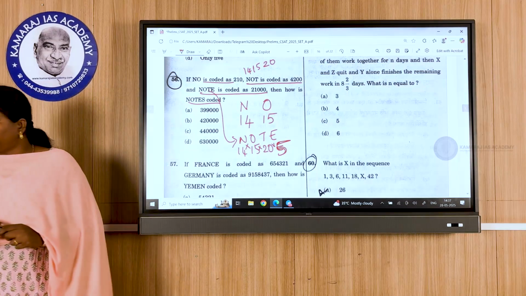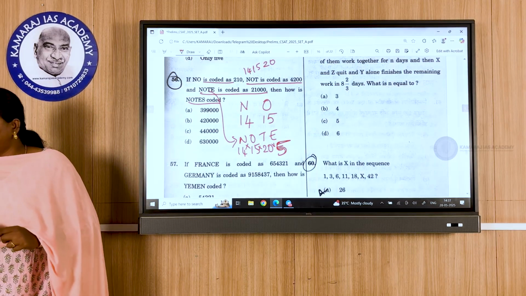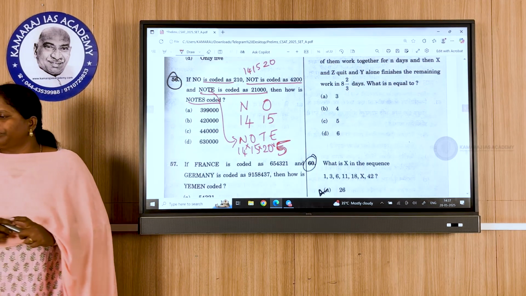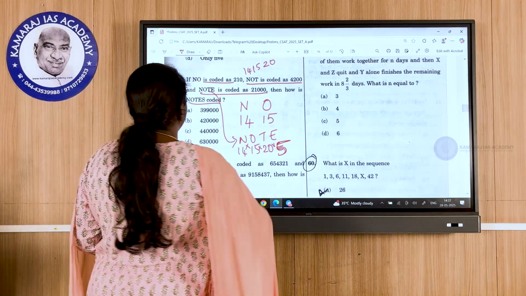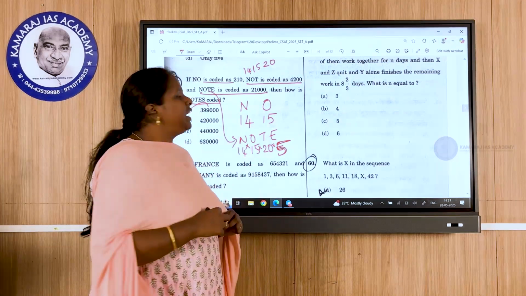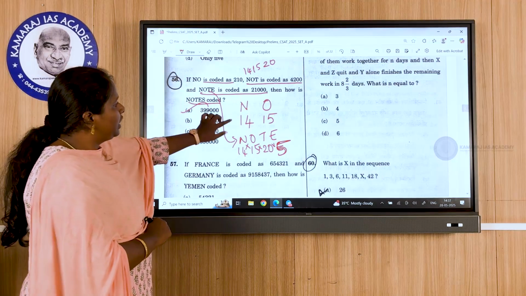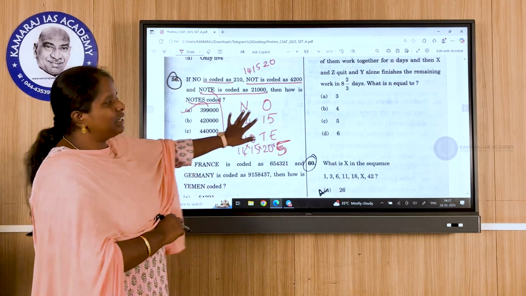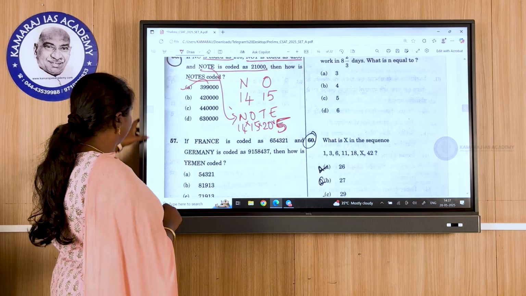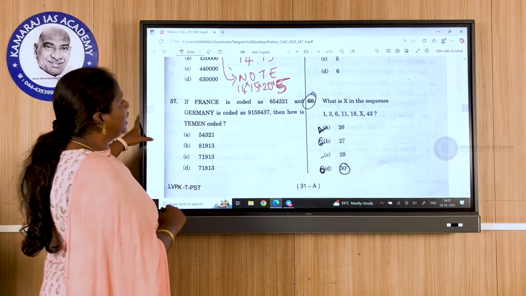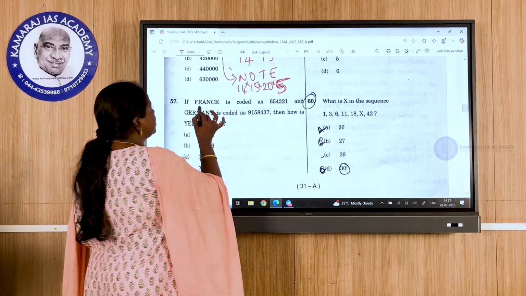So what is the answer for how NOTES is coded? 14 times 15 times 20 times 5 times 19. Your answer is 399,000. Clear? You have to substitute the numerical value for each alphabet. This is the easiest question you can easily attend. Next. And this is also the easiest question.